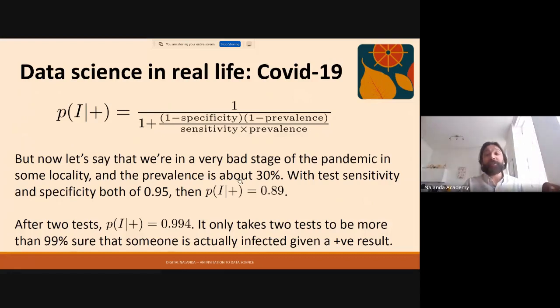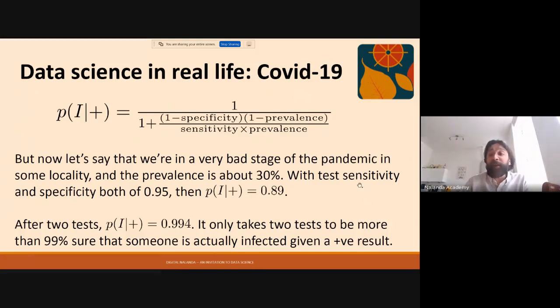So a prevalence of about 30% is really saying 1 out of 3 people is currently infected. This is a very, very bad stage of the pandemic. Okay, so this is only going to be true within some locality, right? So let's say on a cruise ship, if you're stuck on a cruise ship, or in a school, or in some housing estate, or some slum, right? These are reasonable numbers within a particular locality.